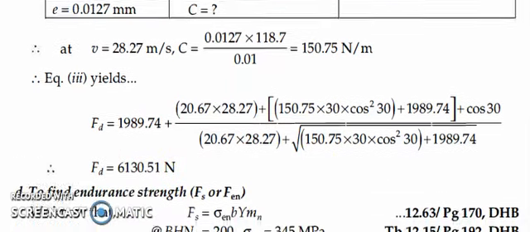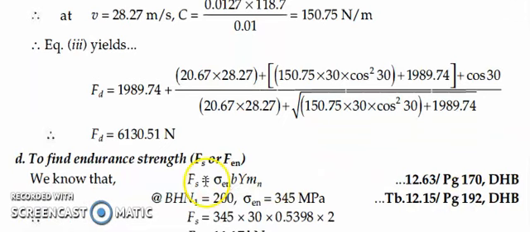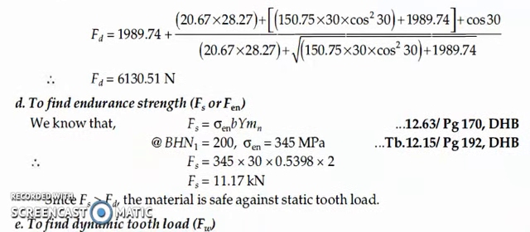Then next we can calculate FS. FS we can calculate with this equation, that is 12.63. That is the endurance strength, that is equal to sigma En B into Y into Mn. Here the BHN1 is equal to 200. Then sigma En is equal to 345 megapascal. That we can take from the table 12.15. You can take the data book and take that value from the data book itself and use those values. Thus we will get Fs is equal to 11.17 kilonewton. Here the Fs is greater than Fd. The material is safe against static tooth load.